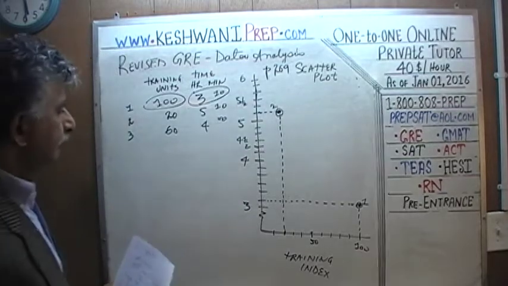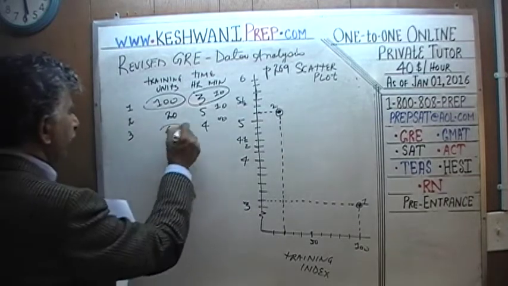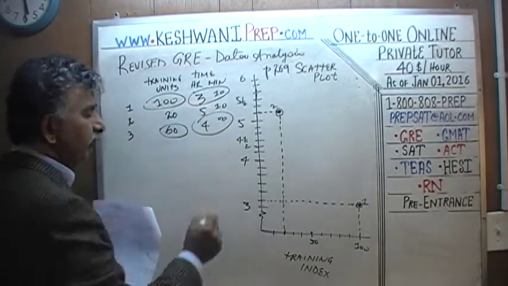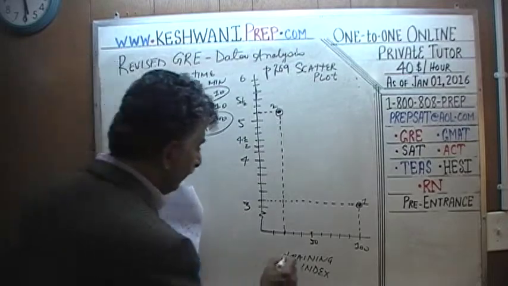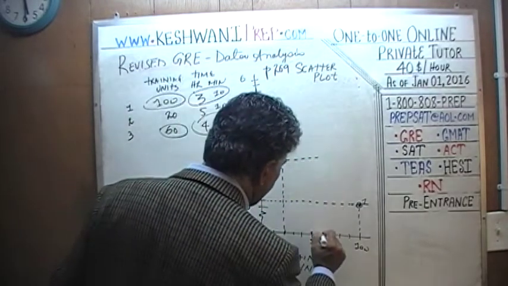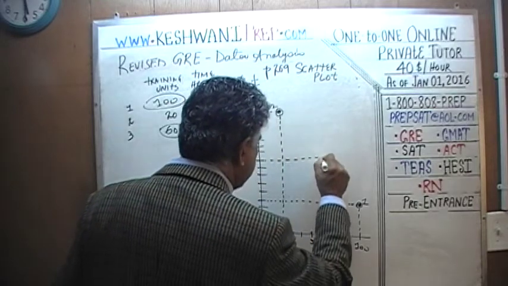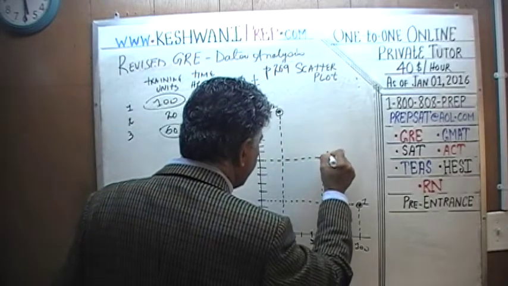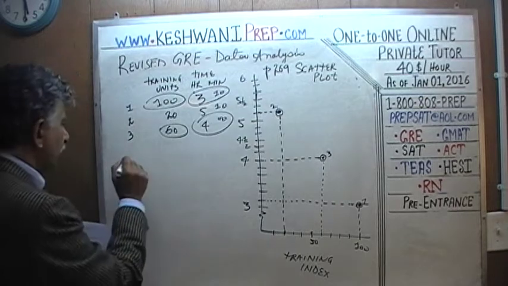There we go. Third guy, he trained for 60 units and he finished in 4 hours. 60 units is right here and he finished in 4 hours. Third guy. Let's do four more.